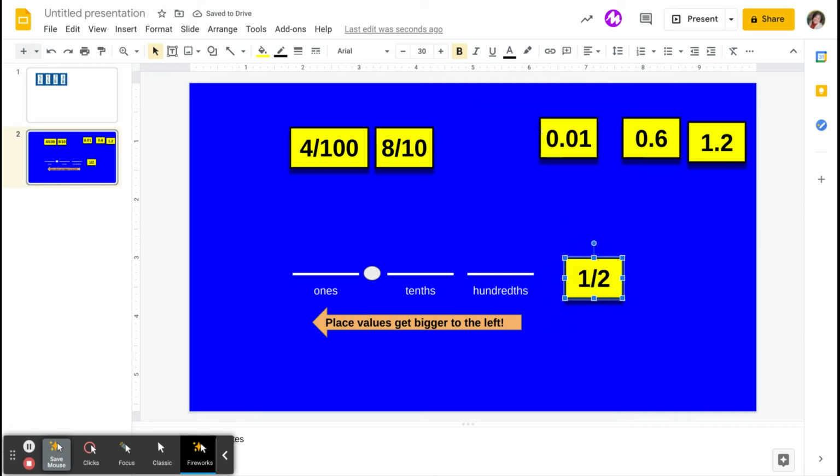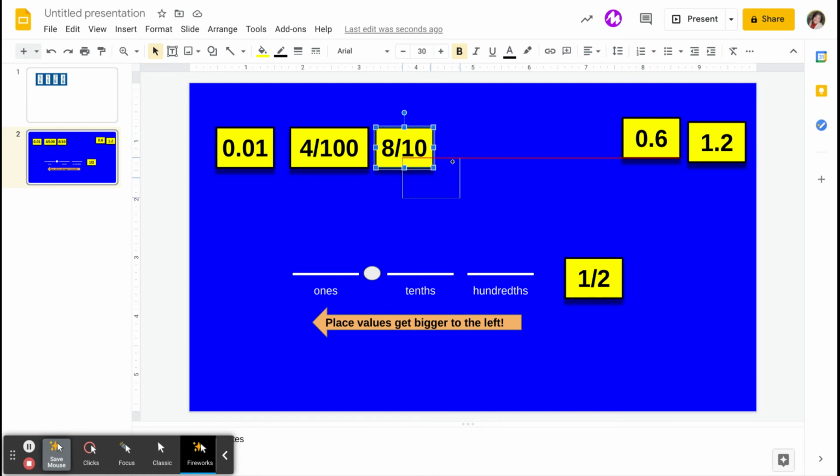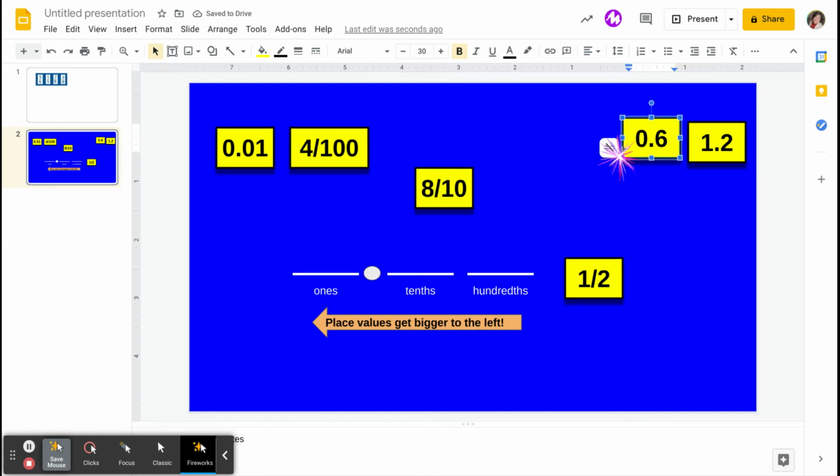So if I say this decimal, I have 0 and 1 hundredth. Well, look, this fraction says 4 hundredths. I know 4 hundredths is bigger than 1 hundredth, so I'm going to drag that 1 hundredth way down here. And then I've got 4 hundredths. 8 tenths. 8 tenths. And this one says 6 tenths.